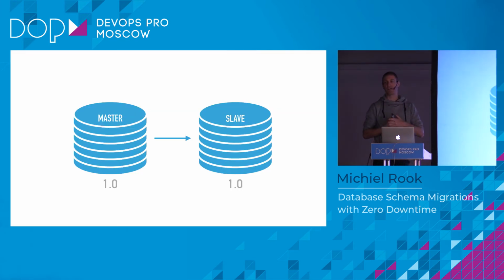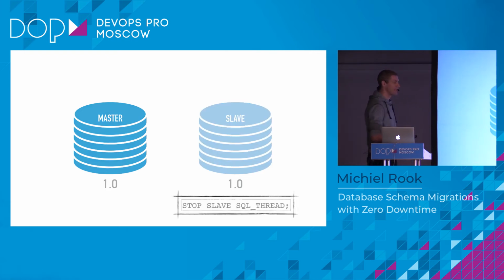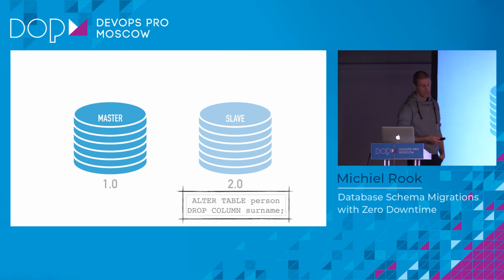We have a master and a slave of the same version, the MySQL setup or Postgres. We have a simple situation where we have two replicas, or one replica and a master. And what we do is we take the slave out of rotation first. So we stop its synchronization. And what we then do is we actually run the migration on the slave. So the slave is now going to be at a new version, or at a different version compared to the master. So we need to be aware of this.